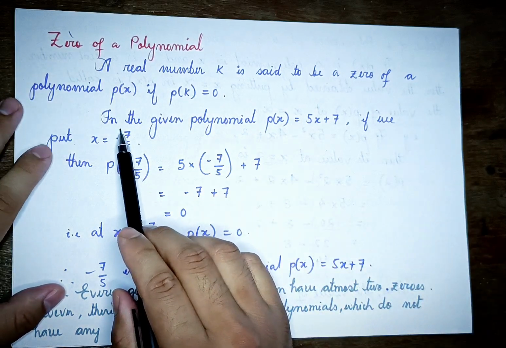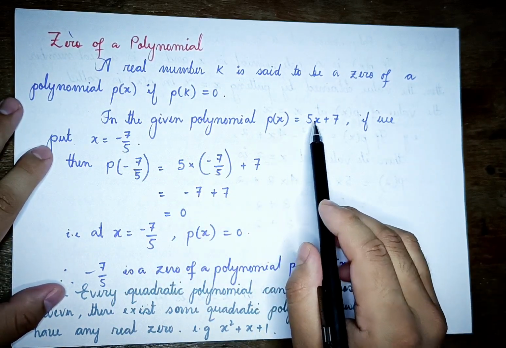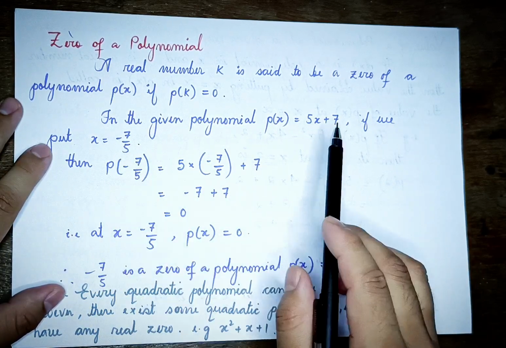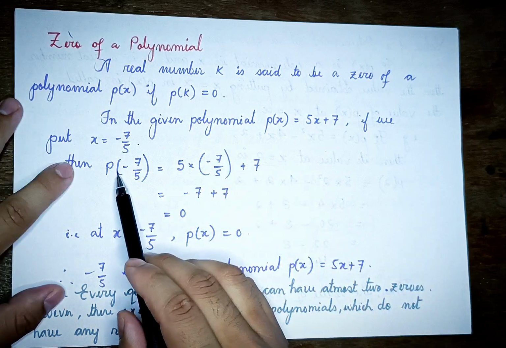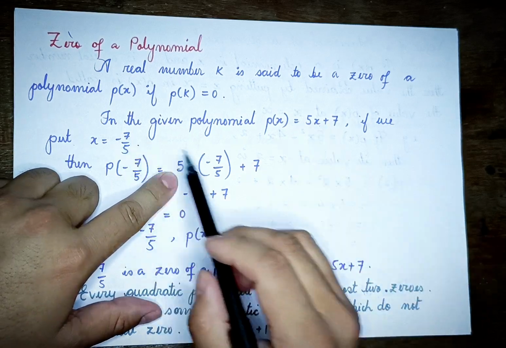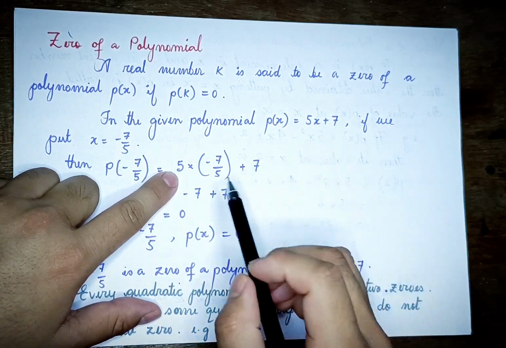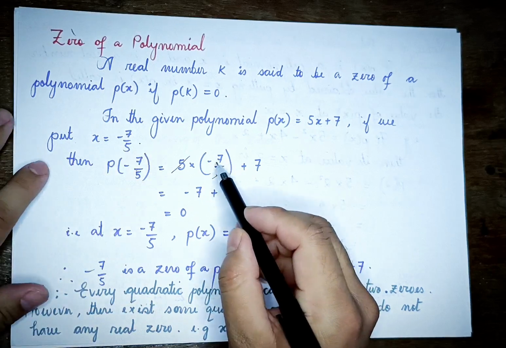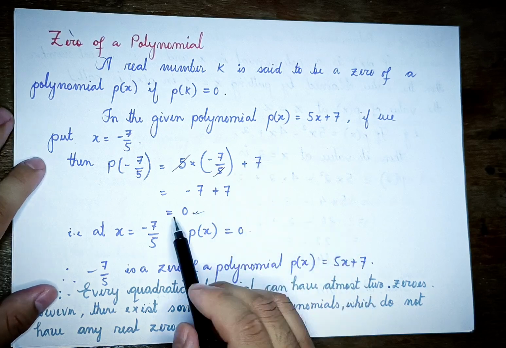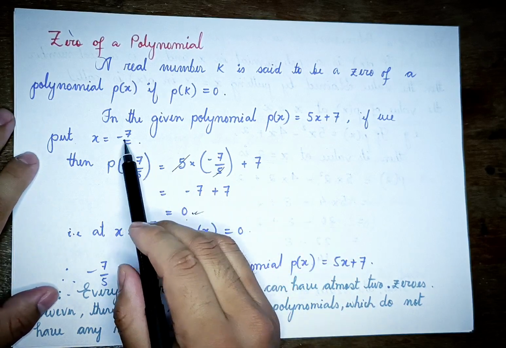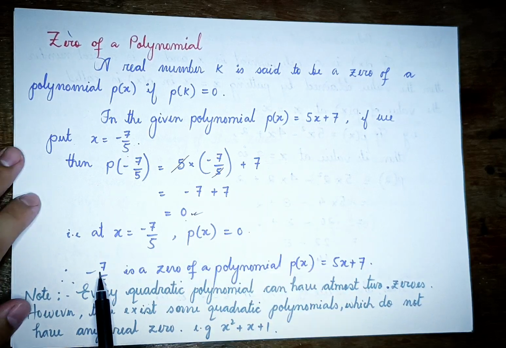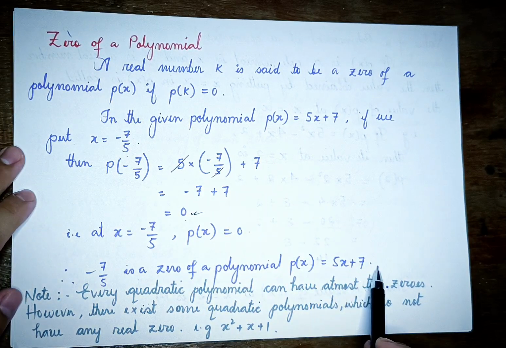For example, in the given polynomial p of x is equal to 5x plus 7, if we put x equal to minus 7 by 5 instead of x, then we get p of minus 7 by 5 is equal to 5 into minus 7 by 5 plus 7. Cancelling 5 and 5 we get minus 7 plus 7, which is 0. Therefore minus 7 by 5 is a zero of the polynomial p of x.